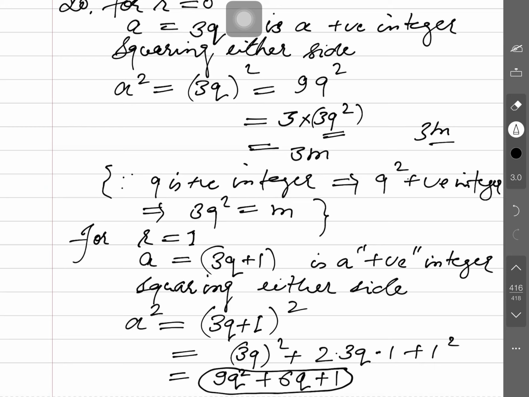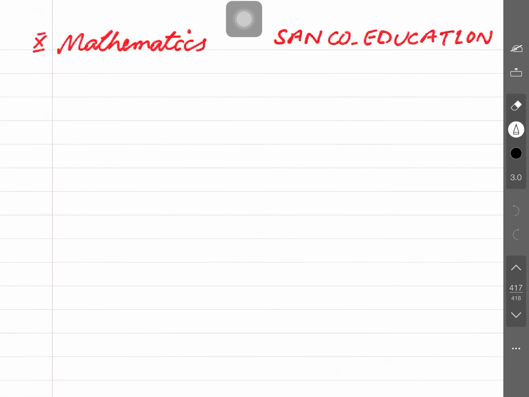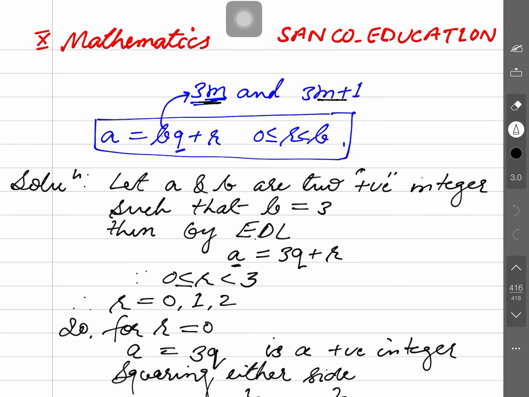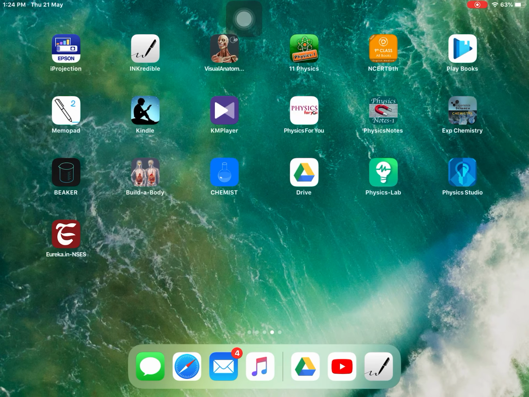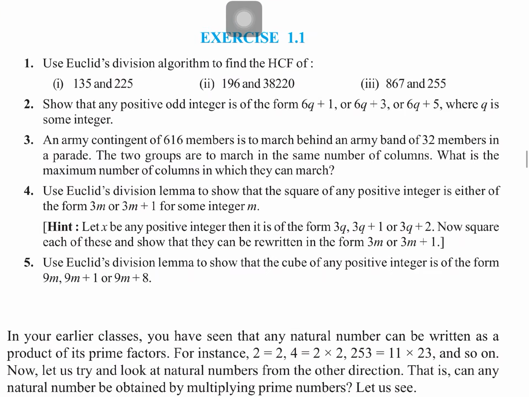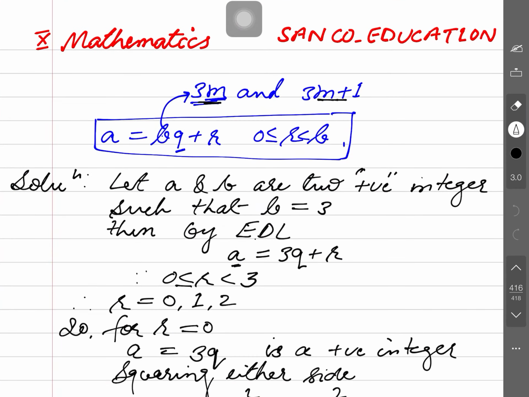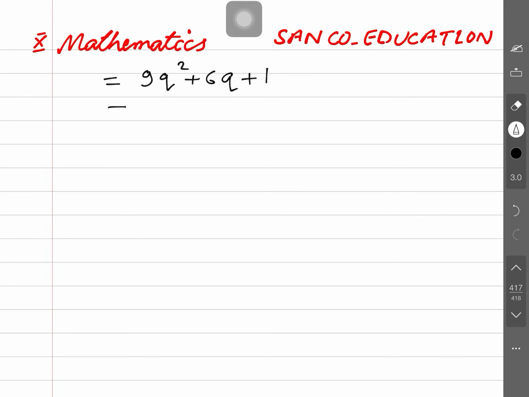What is coming here? This is coming 9q square plus 6q plus 1. Is that what we have to prove? No, please go back. We have to prove 3m and 3m plus 1. You may see this question again in your textbook. There is this 3m, we have proved the question for 3m. We have to prove here 3m plus 1. Is that clear? Come here again, 3m plus 1. So how can we write this?